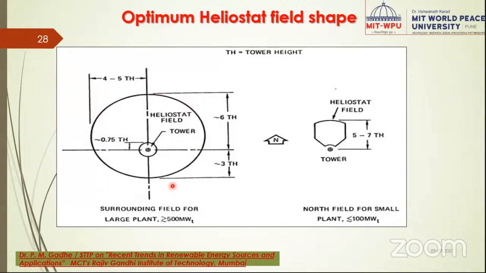So this is the surrounding type of heliostat field. Here on the backside, it is 3 times the tower height. So accordingly, the positions are optimized for the heliostat field, and when we are designing the heliostat field, we can make use of these optimum sizes. This is for surrounding, and normally for a large heliostat field greater than 500 megawatt, we are using this consideration. But for a small heliostat field, less than 100 megawatt, the last heliostat position should be 5 to 7 times the tower height.